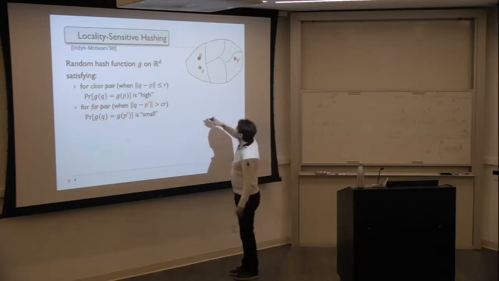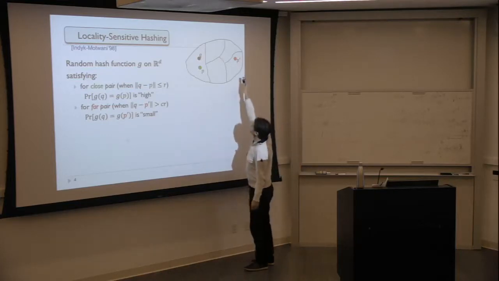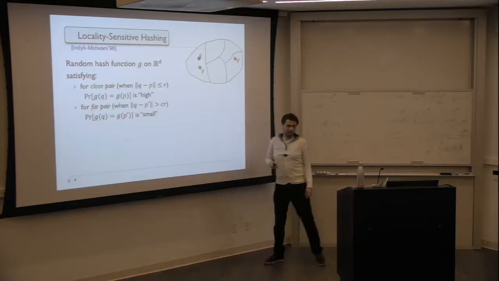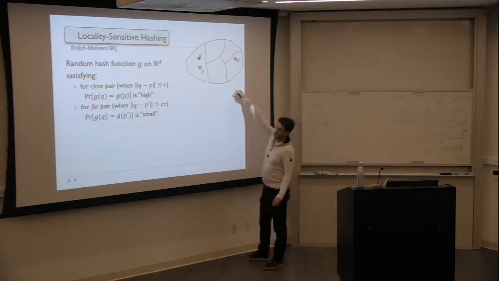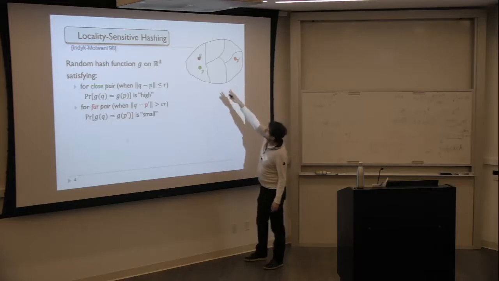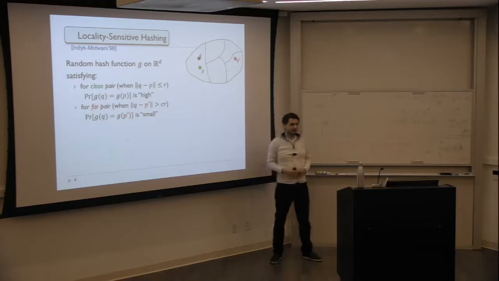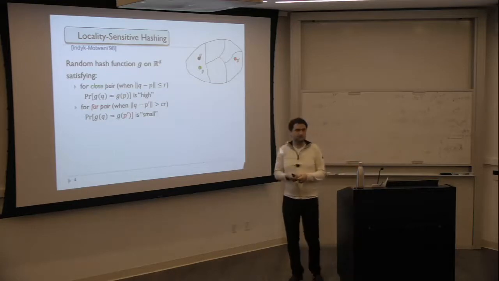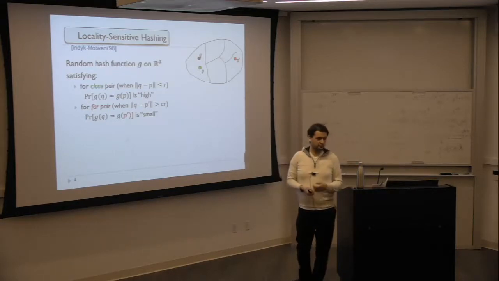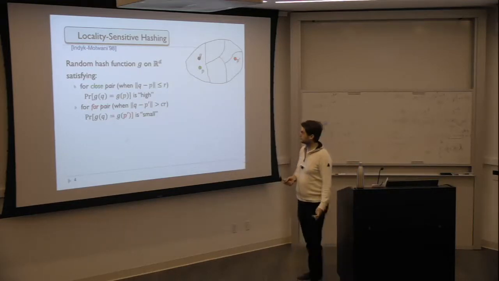Whereas for points which are far, let's say P prime is in these red outskirts, so it's definitely not even an approximate near neighbor, then we want Q and P prime not to collide. Put differently, we want them to be in the same part, or have the same hash value, with very small probability.